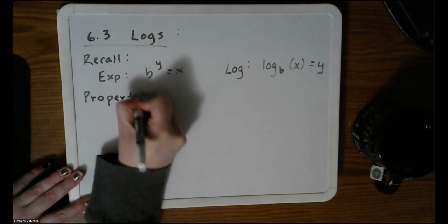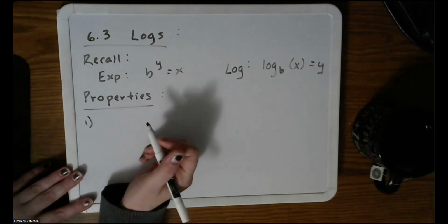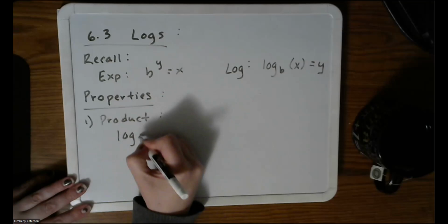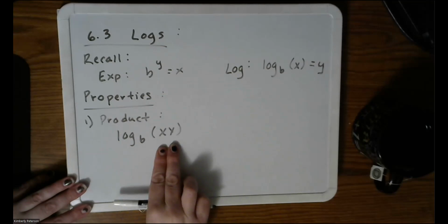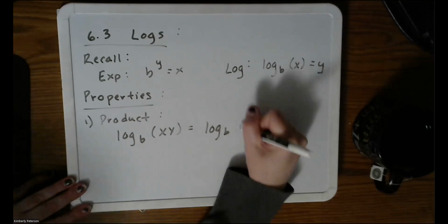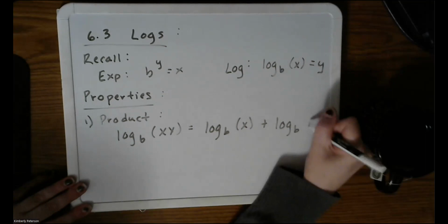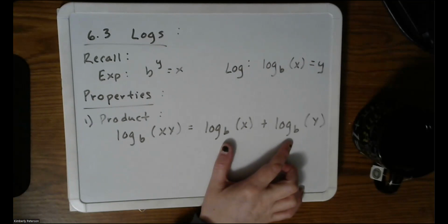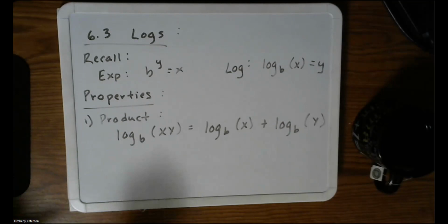So the first one is called the product property. The idea here is if you have a single logarithm that's expressed as a product in the input, you can separate this into two different logs that turn into a summation. So products turn into sums. Now, oftentimes what you'll end up doing is you'll have maybe multiple logarithms that you need to combine into a single logarithm to solve an equation.